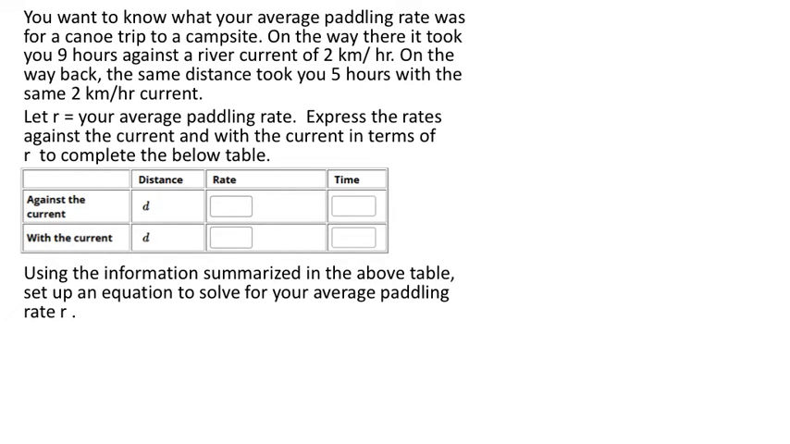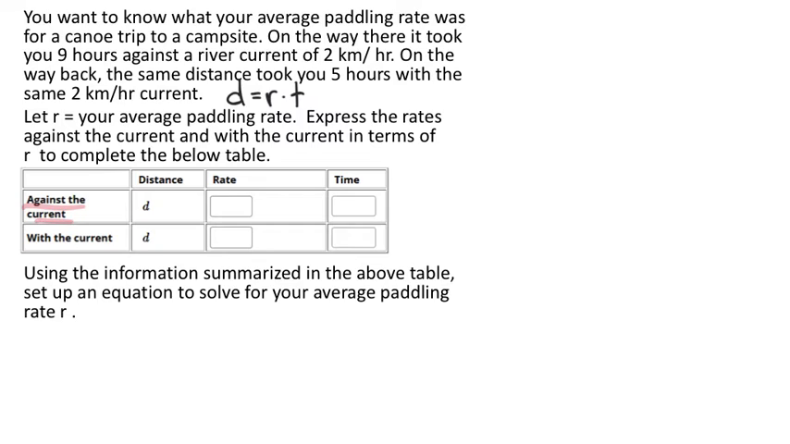Using the information summarized in the above table, set up an equation to solve for your average paddling rate R. No problem. But first, what we want to address here is that when solving for distance, rate, and time, we need to remember that distance does equal the rate times the time. Okay, that's going to be important for us as we start figuring these out. So let's start first with the against the current.